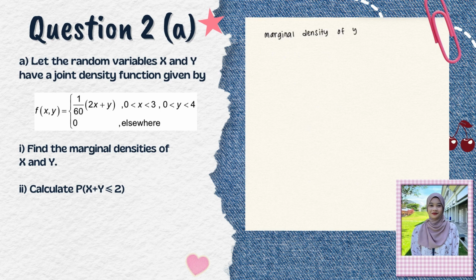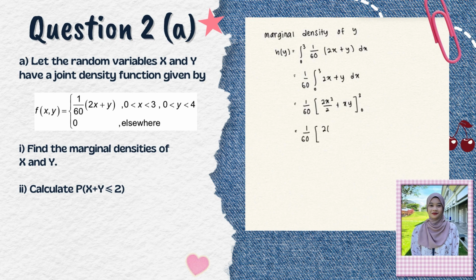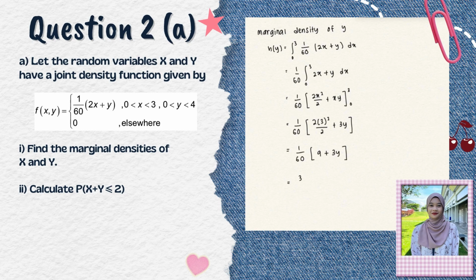Same goes with the marginal density of y. We have to integrate over x. First, substitute the joint density. Next, separate the integral inwards, and then integrate 2x and y with respect to x. Next, substitute the limits, and the final answer is 3 over 20 plus 1 over 20y for y between 0 and 4.